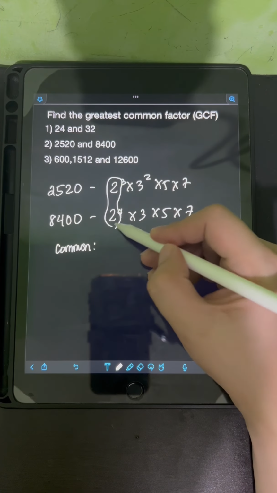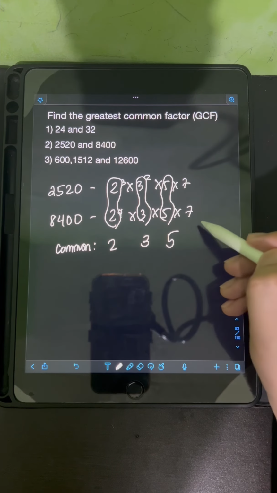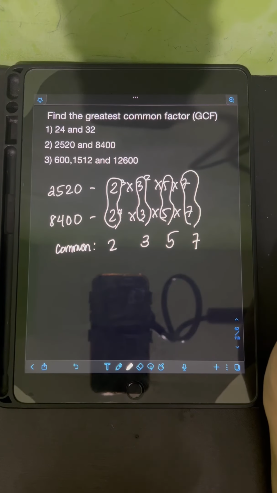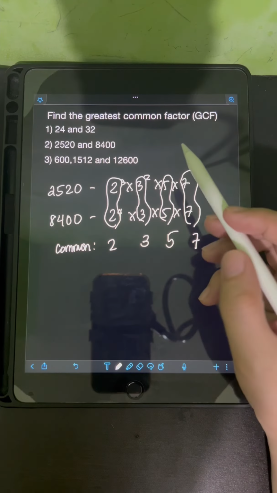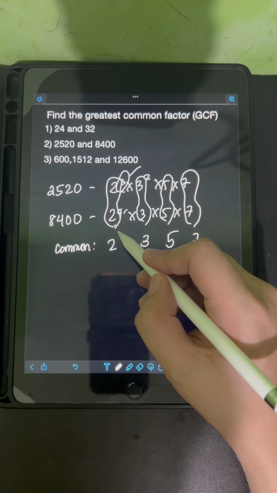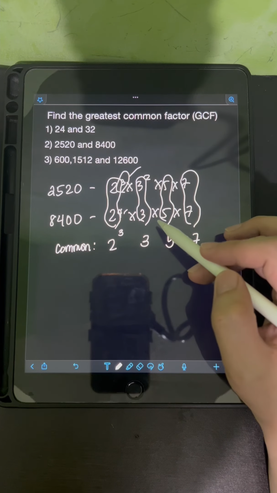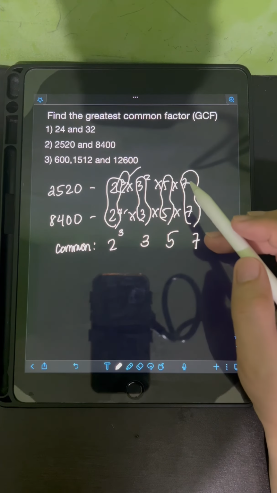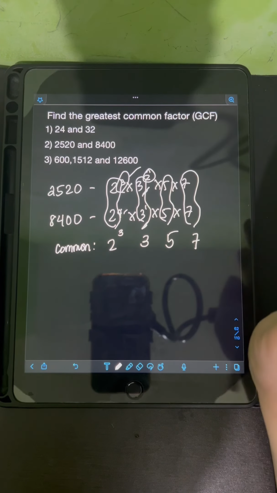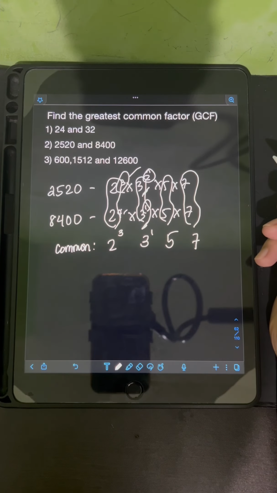So we have 2, we also have 3, we also have 5, and we also have 7. From these common factors, we need to put the least exponent. The least exponent that we have for 2 is 3, right? Because 3 is less than 4. So let's put an exponent of 3 for the common factor 2. Doing the same with common factor 3, let's check the least exponent. For this one we have 2, and for this one we have an invisible exponent of 1. So the least exponent is 1, right? Let's put 1 as the exponent of 3.